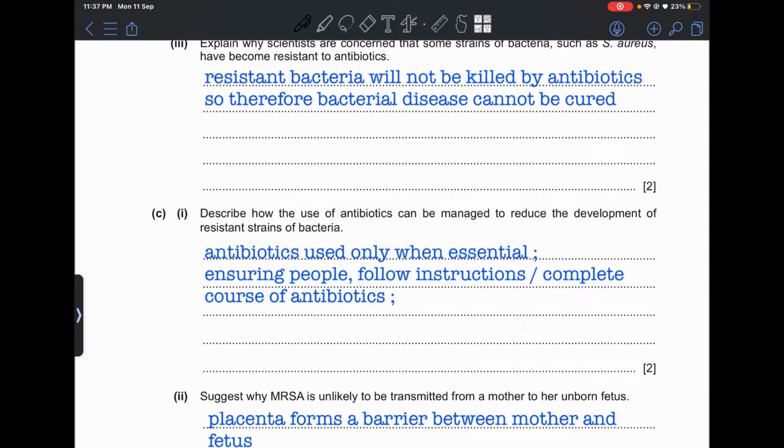Also another way is to ensure people follow the instructions and complete the course of antibiotics. This means, for example, if a doctor prescribes an antibiotic for a week, then the patient has to follow all the rules and they should finish the antibiotic even if they feel better.